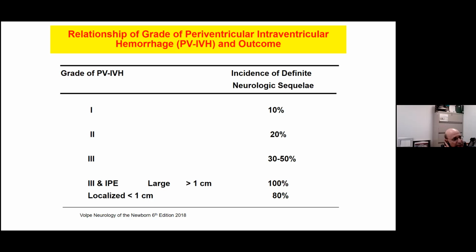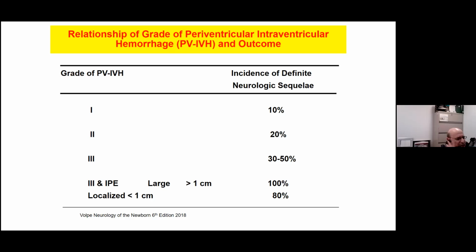If you have a grade 3 hemorrhage, where you don't see anything in the white matter, that's about 30 to 50%. And then if you have an intraparenchymal echo density, if it's large, and I'll show you what I mean by large, 100% will have neurocognitive deficits, usually bilateral, and usually a quadriplegia that happens.